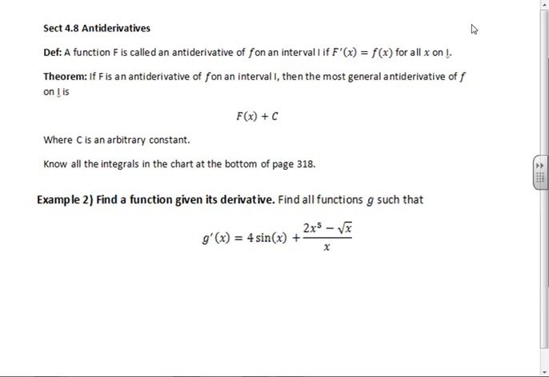A function capital F is called an antiderivative of little f if the derivative of that antiderivative is equal to little f. How do you know a function's an antiderivative? If you take the derivative. Okay, so that's what this section's about. I'm not exactly sure why it's in this chapter, but it is. And there might be a little bit of it on your test.